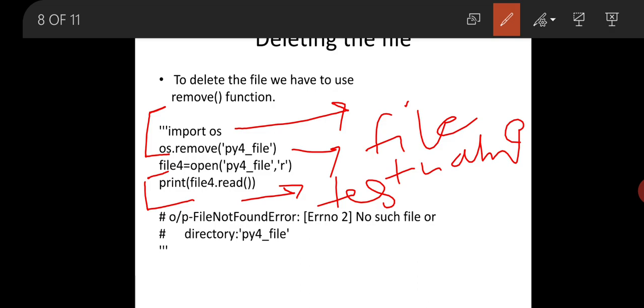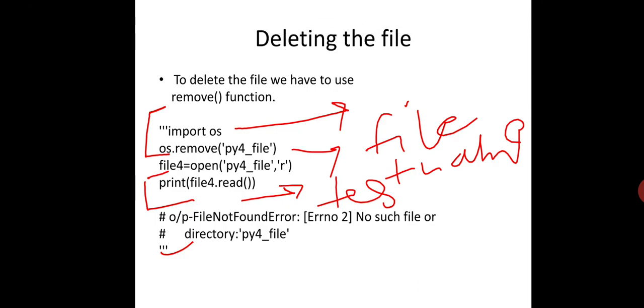What output will be shown? See the output: FileNotFoundError, Error 2, no such file or directory py4 file. Because above we first deleted this file, since py4 was deleted, how can we read the content of that file? That file does not exist in that folder. So this is the way to delete a file by using file handling.